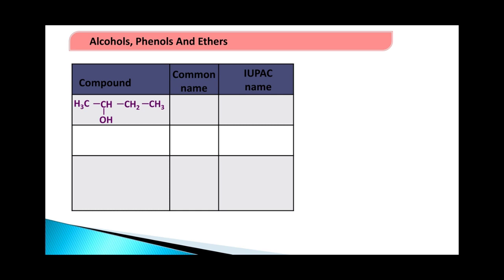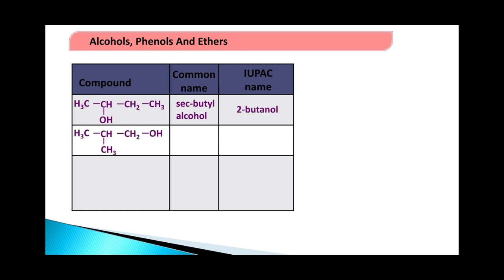Hence we are going to add to which carbon atom the OH is attached. The nature of the second carbon is secondary carbon, hence we have to use the word secondary butyl alcohol. You cannot write the full word secondary, you just write sec. Similarly, when you have the tertiary, you write tert, that is tertiary butyl alcohol. But the IUPAC name is not going to change. 4 carbon atoms, butane only, position of OH is at the second, hence it is 2-butanol.